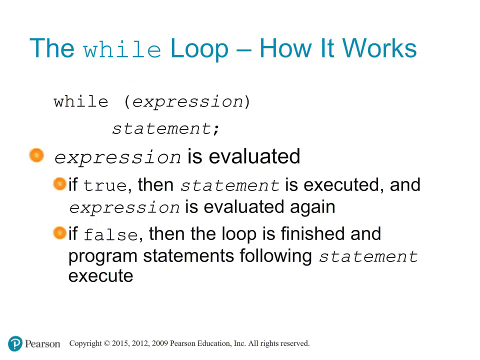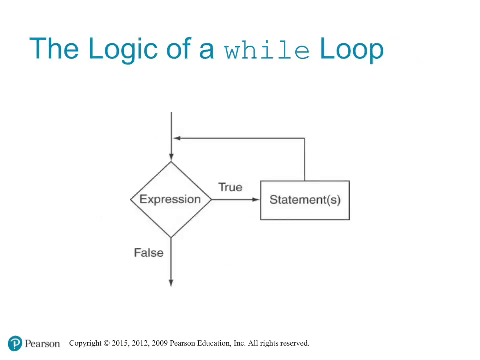The loop starts by evaluating the expression. This is the condition that determines whether the loop will execute or not. If the expression evaluates to true, the statement or block of statements inside the loop is executed. After execution, the expression is evaluated again. If the expression evaluates to false, the loop terminates. The program continues with the statements that follow the loop. Before entering the loop, variables are usually initialized.